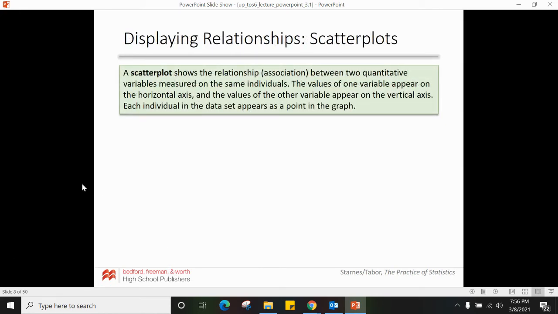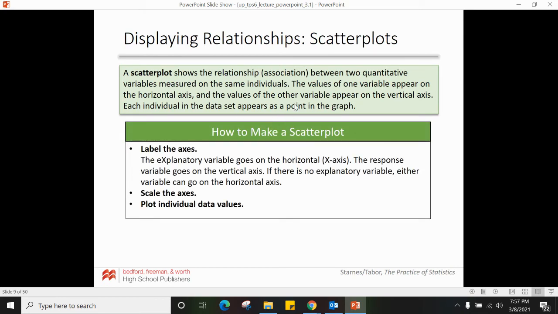So scatter plots. A scatter plot shows the relationship or the association between two quantitative variables measured on the same individual. The values of one variable appear on the horizontal axis, and the values of the other variable appear on the vertical axis. Each individual in the dataset appears as a point in the graph. We should be pretty familiar with scatter plots.